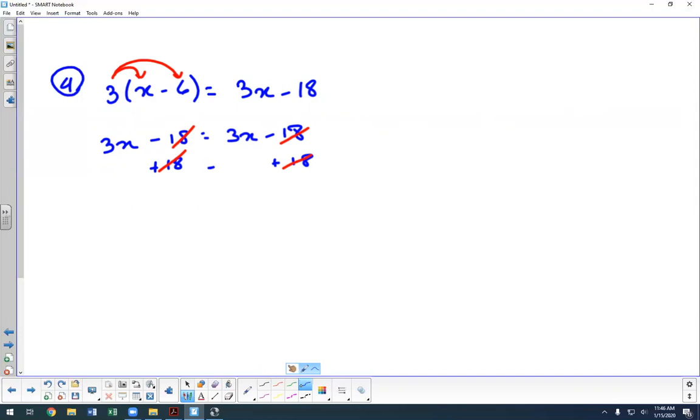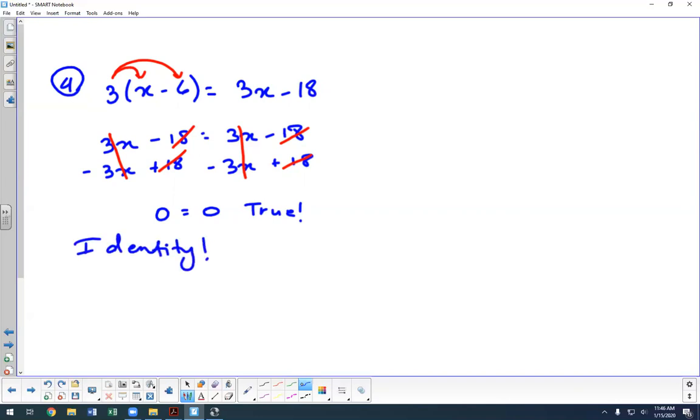If we try moving that 3x, the same thing is going to cancel out on both sides, which will actually end up giving you 0 equals 0, which is a true statement, and that leads you to an identity. But if you want to stop at 3x minus 18 equals 3x minus 18, that's fine, okay? All right, very good. So 4 was identity.